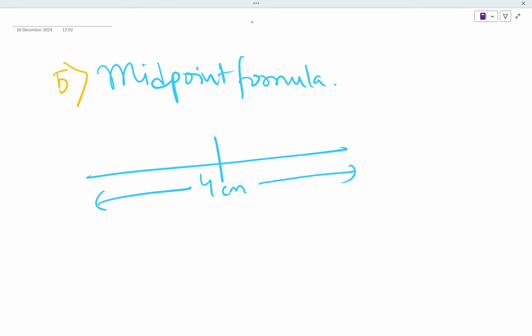If I divide it in the middle, it will be cut into 2 equal parts. This is 2 centimeter, this is 2 centimeter. So this point acts as the midpoint, meaning the middle point of this line.